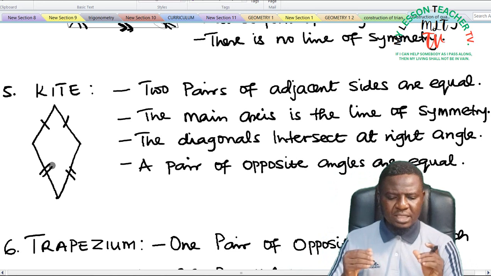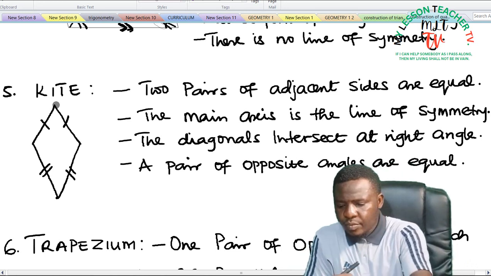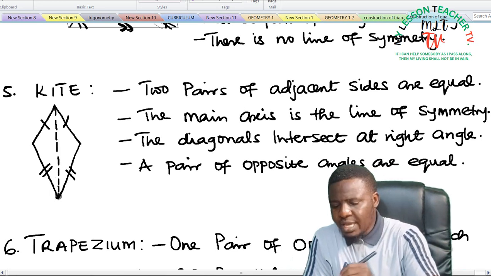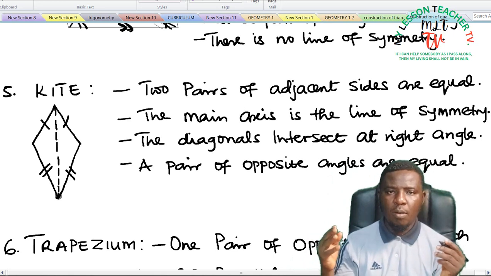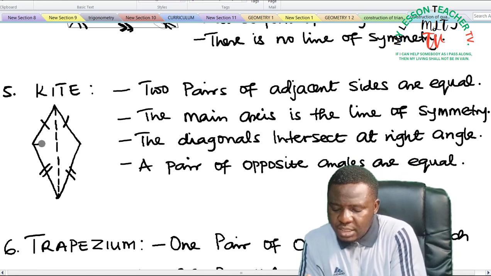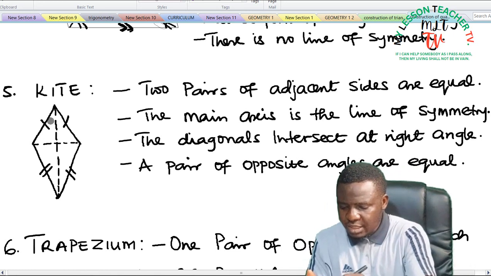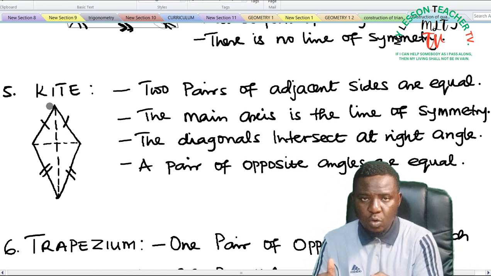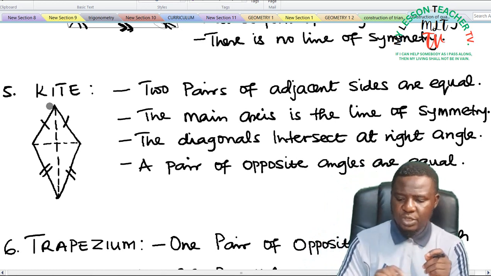The main axis is the line of symmetry. This is the main axis and is said to be a line of symmetry because it divides it into two equal parts or two equal shapes. But if you look at this, it is not a line of symmetry because this, the upper part of the kite, is not equal to that of the lower part. So this diagonal is not a line of symmetry.